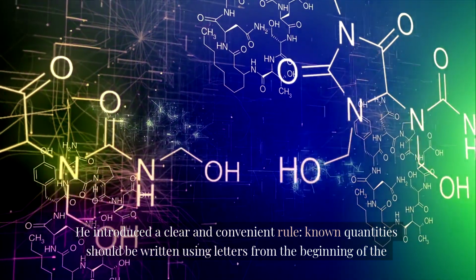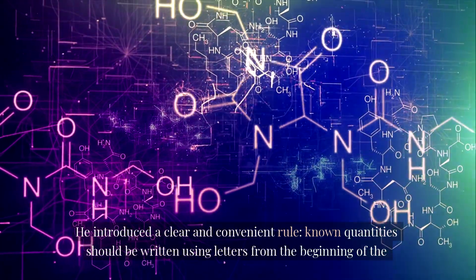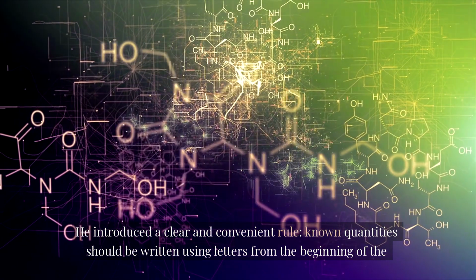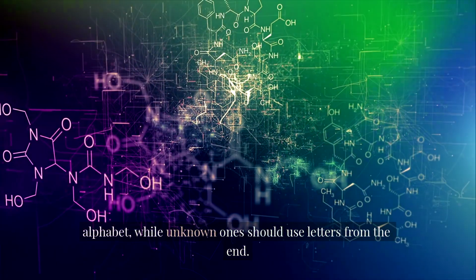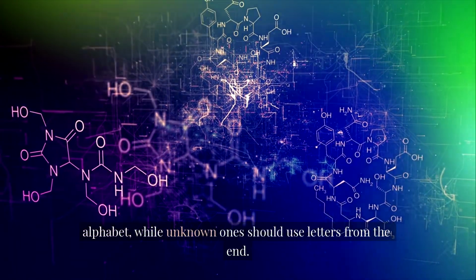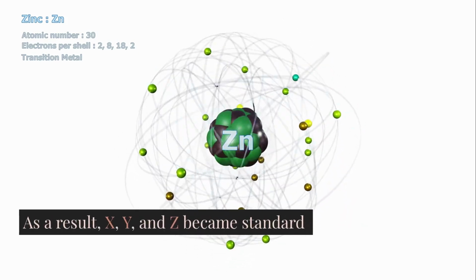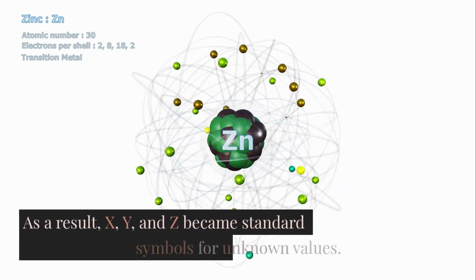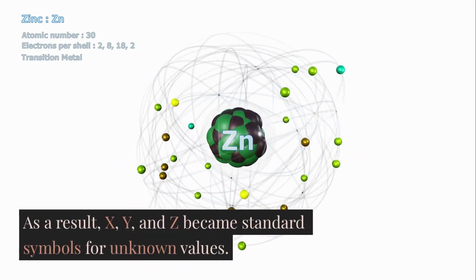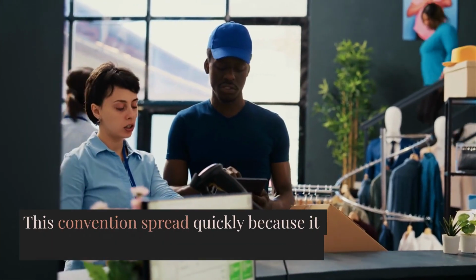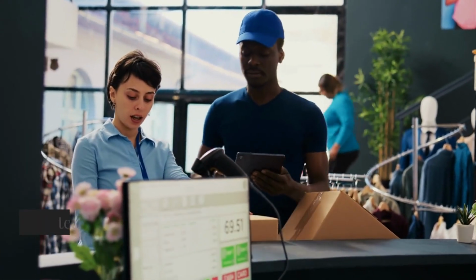He introduced a clear and convenient rule. Known quantities should be written using letters from the beginning of the alphabet, while unknown ones should use letters from the end. As a result, X, Y, and Z became standard symbols for unknown values. This convention spread quickly because it made equations easier to read, write, and teach.